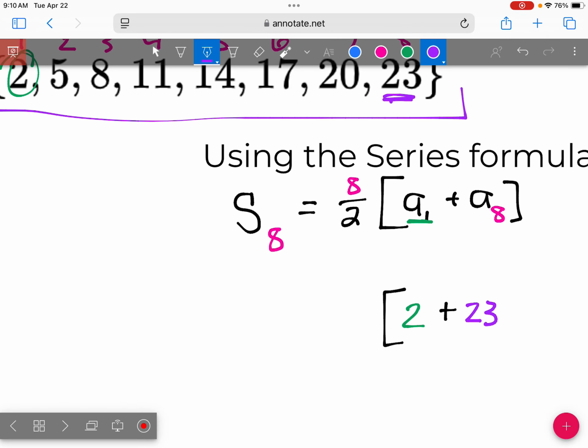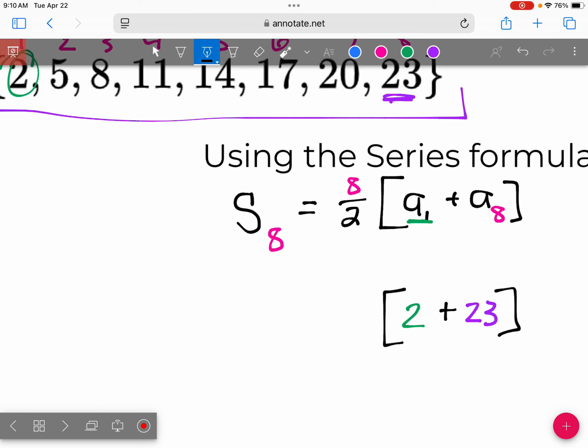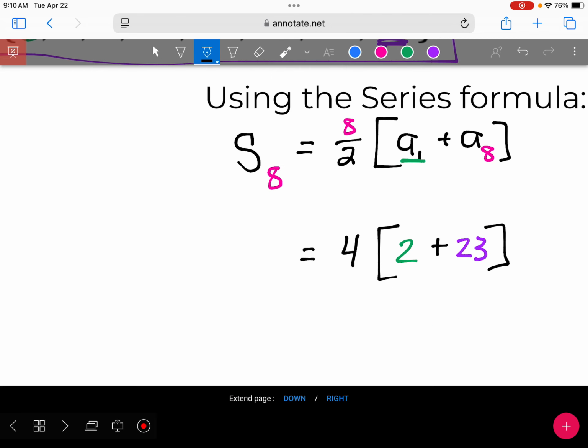All good. That's part of the reason we're practicing it, because it helps us spot those little things in there before we get into the weird, complicated stuff. And 8 divided by 2, we know that is going to be 4. So what is 4 times 2 plus 23? 100. We still get 100.